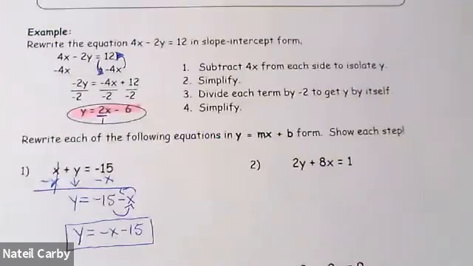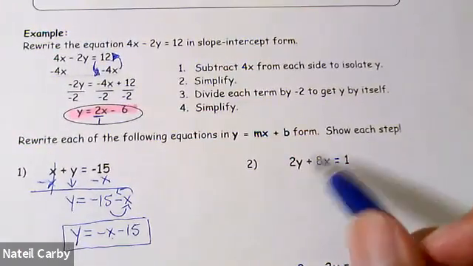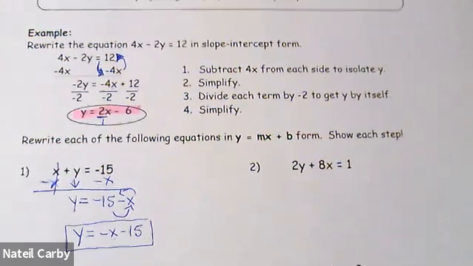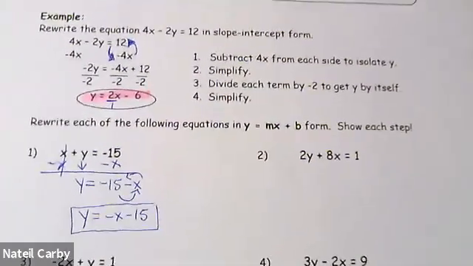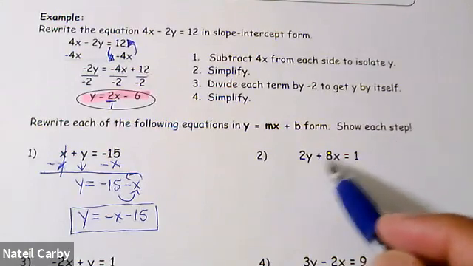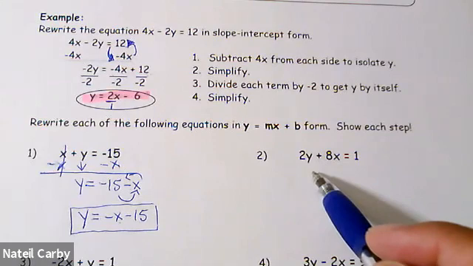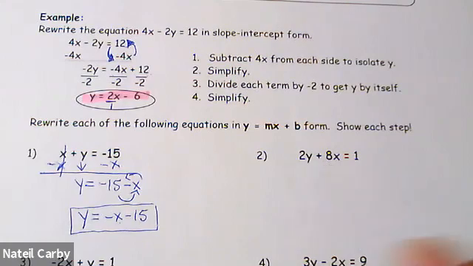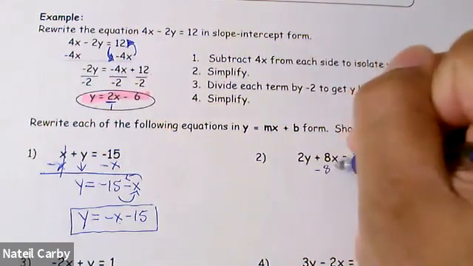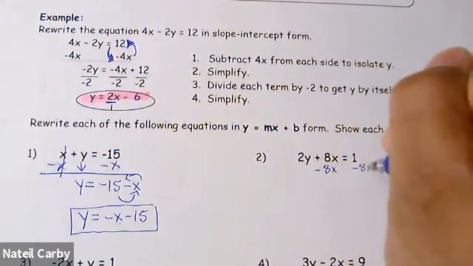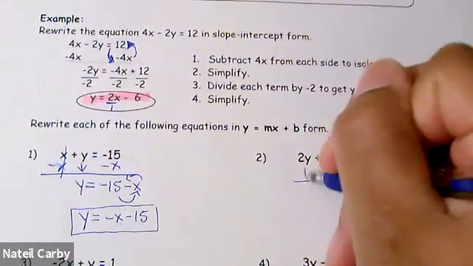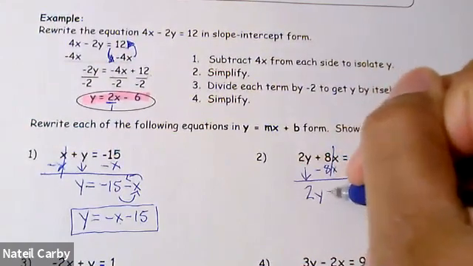All right, let's talk about number 2. Number 2, I got 2y plus 8x equals 1. So same situation here. I don't have the y by itself. So I got to get rid of whatever is associated with the y term, right? So I got to get rid of the plus 8x. So how do I do that? I subtract. So I subtract 8x here, subtract 8x here. Boom. Plus 8x minus 8x, they cancel. Bring down Mr. 2y.